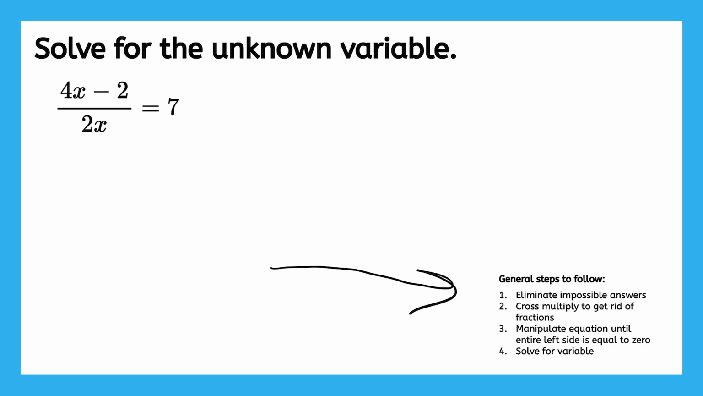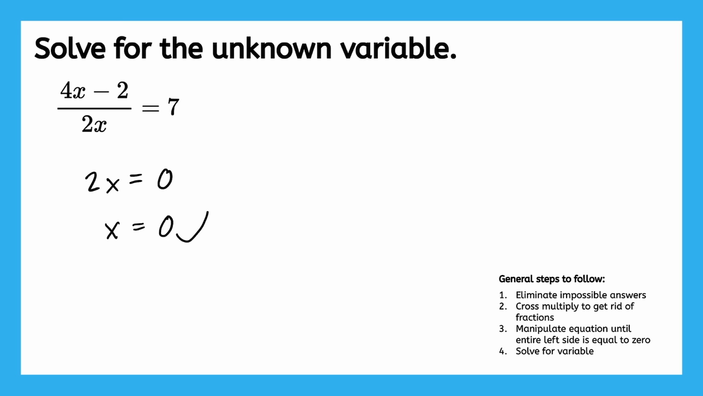What does that mean? It means that we need to find any values for x that will make any denominators 0. So what does x in this denominator need to be in order for the entire denominator to be 0? Well, you can just set 2x equal to 0 and then solve for x, and that will tell you what x cannot be. Now divide both sides by 2. All right, x equals 0.